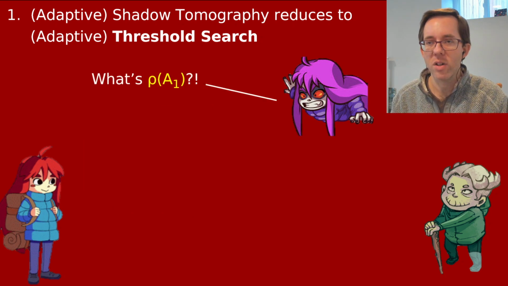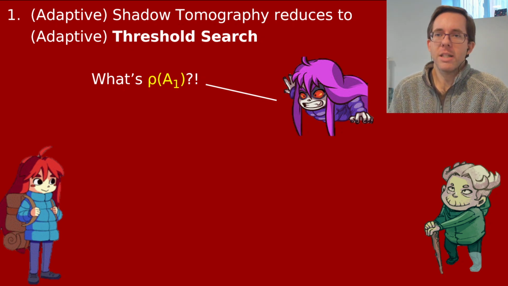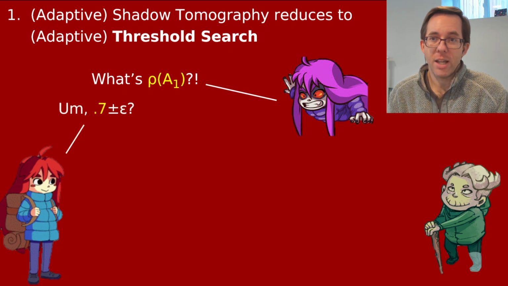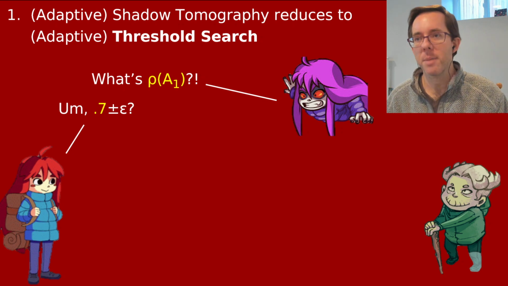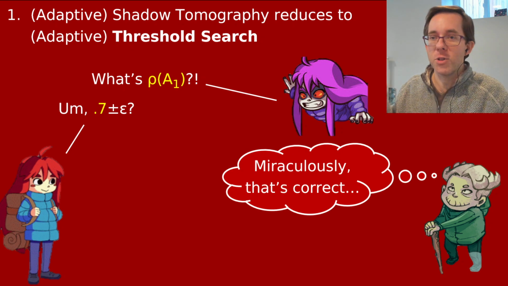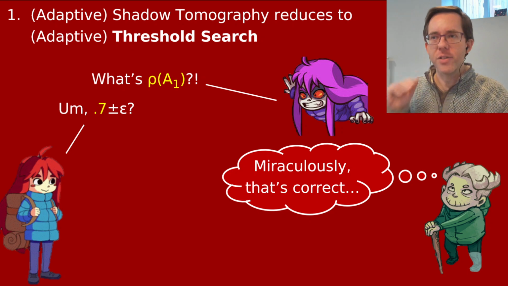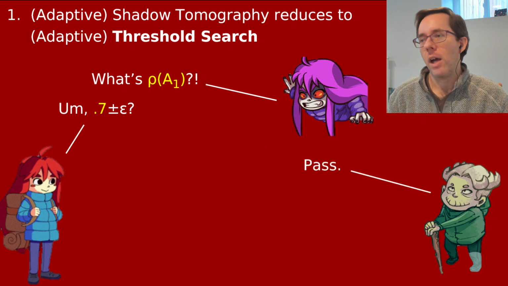First the adversary says, okay, what is rho of A_1? What's the probability of getting outcome A_1 if you measure my unknown state rho? And the student doesn't even know rho, so they have to guess, I don't know, 0.7 plus or minus epsilon. And just for this story, let's imagine the teacher says, oh, actually, by an extremely lucky guess, that's correct. In which case the teacher doesn't say anything. Well, you can imagine the teacher says pass, like you passed that round.